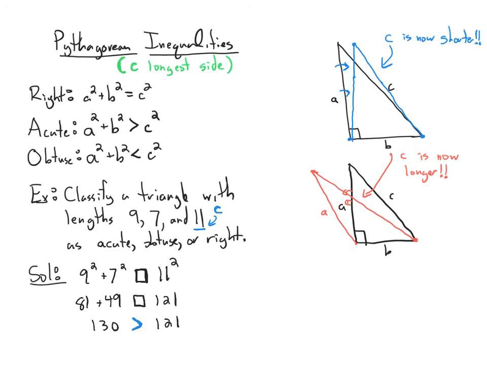So since A squared plus B squared is bigger than C squared, the longest side, that tells me that this is indeed an acute triangle. So this triangle is acute. And that's our little check in order to do that.